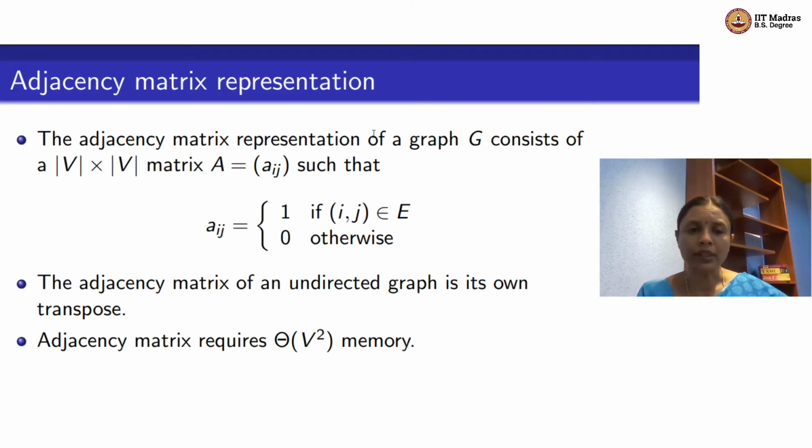So an adjacency matrix is a |V| by |V| matrix. There it was a 3 by 3 matrix such that the ijth entry corresponding to two vertices is 1 if that corresponding edge is there in E, otherwise you fill it with 0. So if a graph is undirected, then if I take the transpose of its matrix, I'll get back the same matrix, because there is no difference, it's symmetric. Adjacency matrix obviously needs theta of V squared memory.